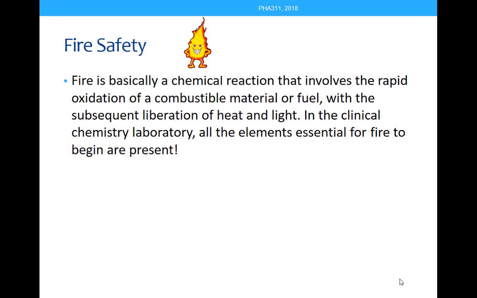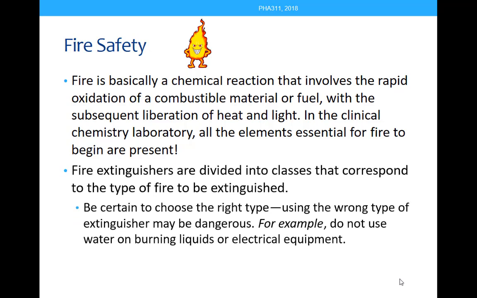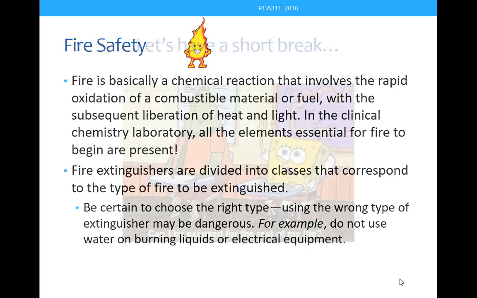Fire safety. A clinical biochemistry lab has all the ingredients for fire. So you should not let them mix together, otherwise kaboom. Fire safety is also very, very important. And you should know the different fire extinguishers, right? Do not spray water on an electric fire, you know that, right? So you have to know which fire it is, and how to control and extinguish that particular type of fire.